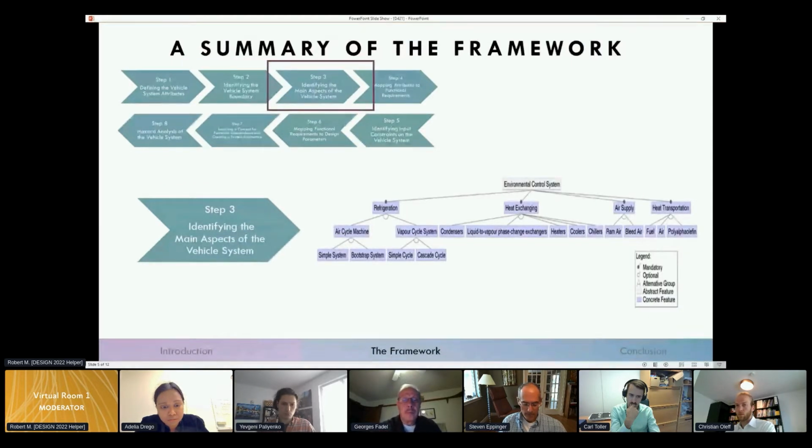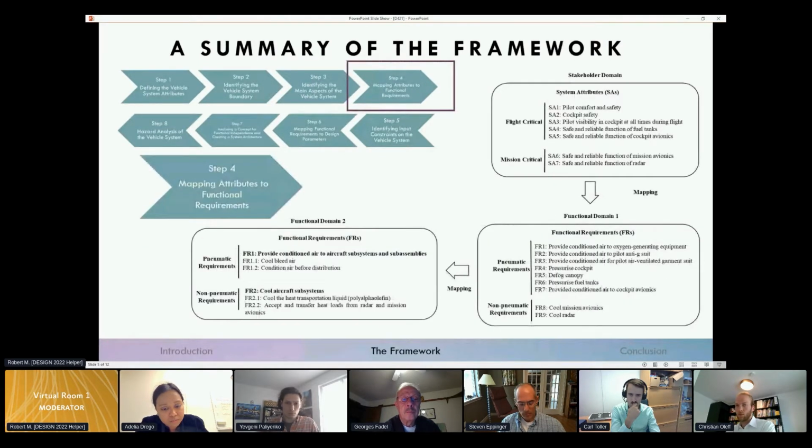To assist a vehicle system designer translate system attributes to functional requirements, the main aspects of a vehicle system are identified using a feature model. The ECS has four main features: refrigeration, heat exchanging, air supply, and heat transportation, each of which have various alternatives. With a feature map in hand, system attributes can be translated into functional requirements. System attribute SA1, pilot comfort and safety, for example, can be broken down into three functional requirements: FR1, FR2, and FR3 for the ECS case at hand.